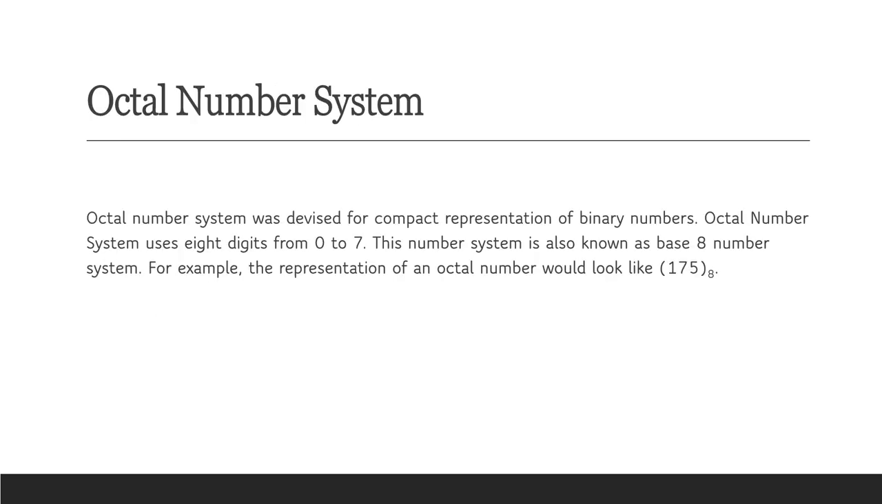Octal number system. Octal number system was devised for compact representation of binary systems. Octal number system uses 8 digits from 0 to 7. This number system is also known as base 8 number system. For example, the representation of an octal number would look like 175 with base 8.